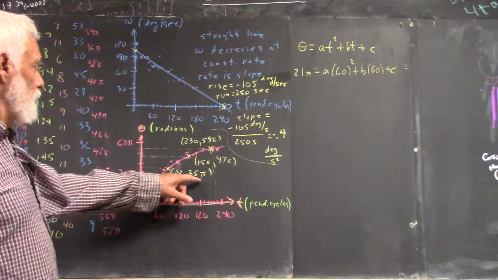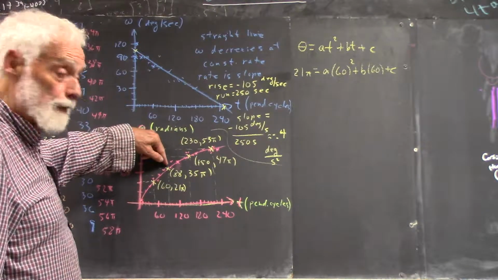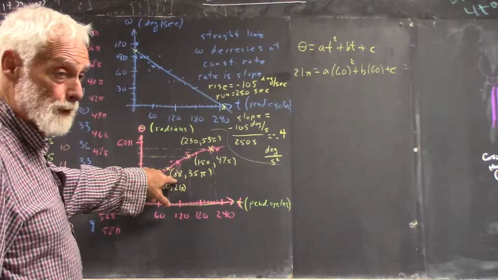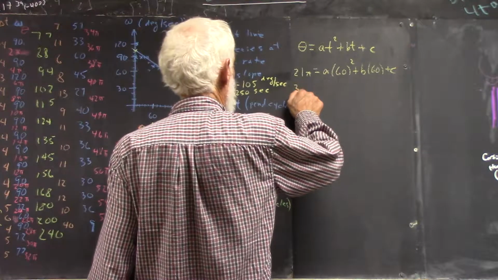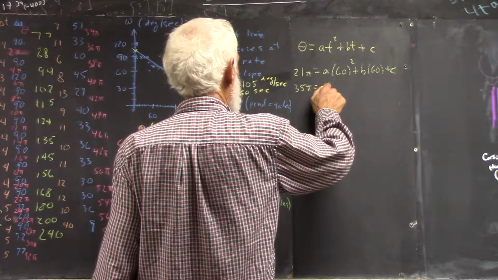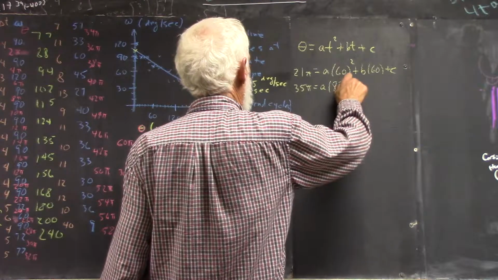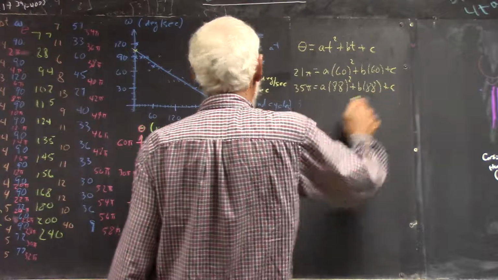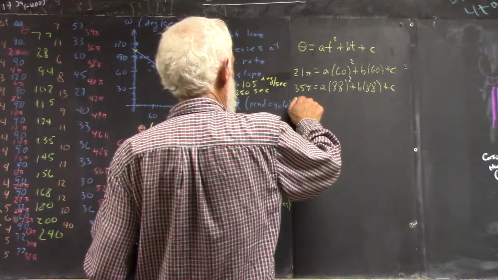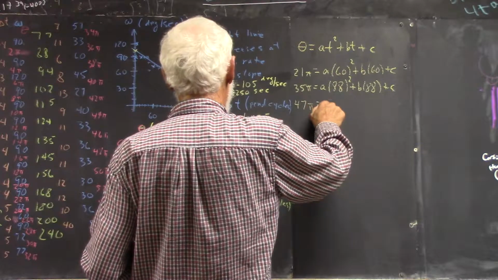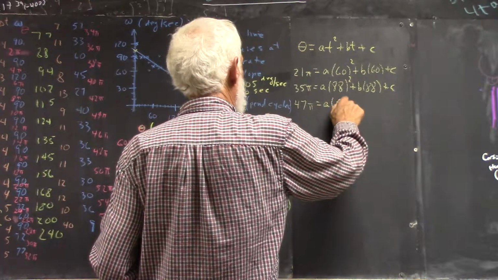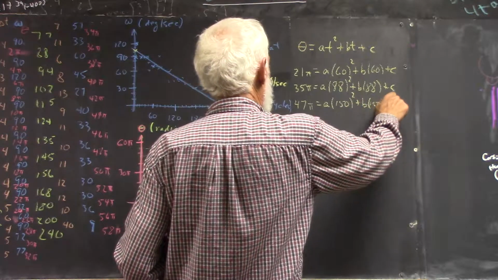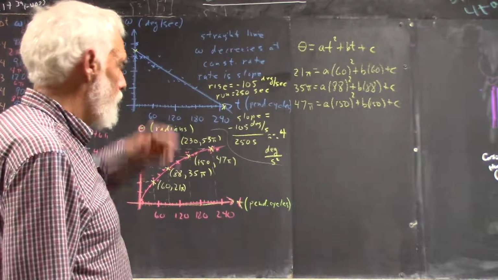And for this point, if the quadratic function actually goes through this point, then we know theta is 35 pi when t is 88. So we get 35 pi equals a times 88 squared plus b times 88 plus c. And then 47 pi equals a times 150 squared plus b times 150 plus c.